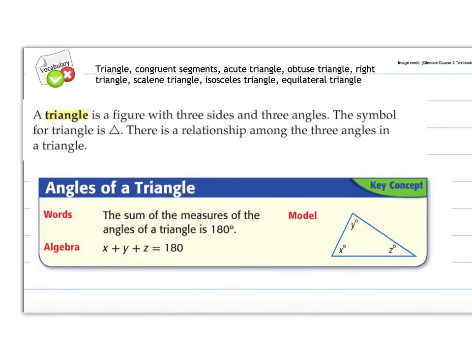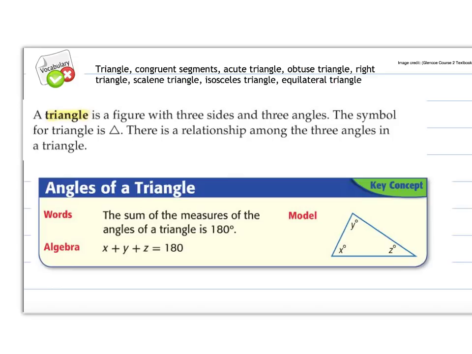So here we see a triangle. We should know that a triangle is a three-sided figure with three different angles. The symbol triangle is used in math to read triangle, and then usually it'll follow with letters like triangle ABC or triangle DEF to note that.